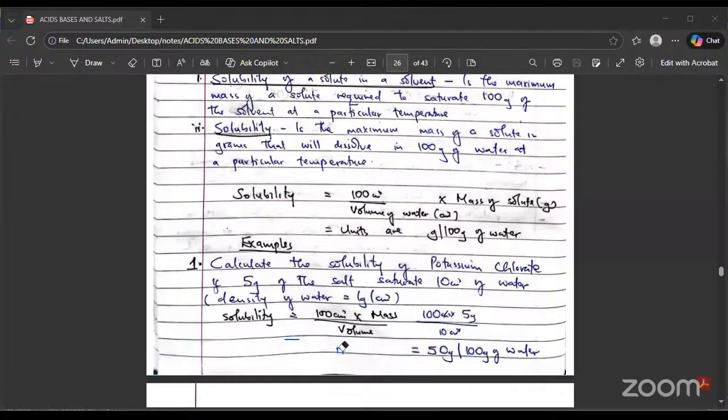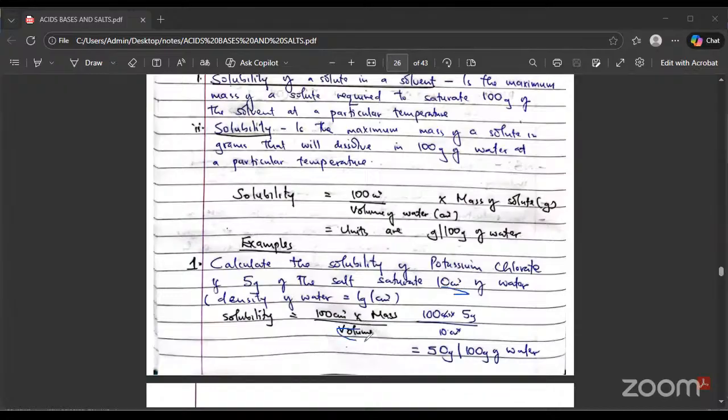So we continue and we say solubility is equal to, as we had said, 100 centimeters cube over the volume of water multiplied by the mass. So what have we been given? 100 centimeters cube is a constant. The volume of the water that was used is 10. So it is here. We have been given the volume of the water, ndio hiyo.